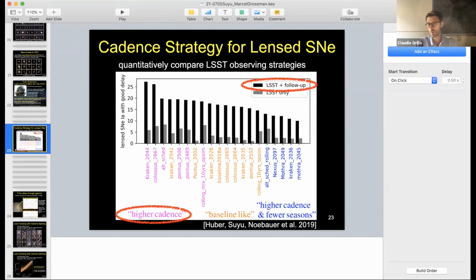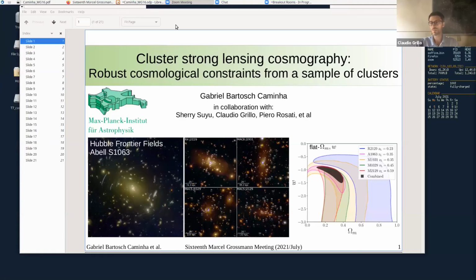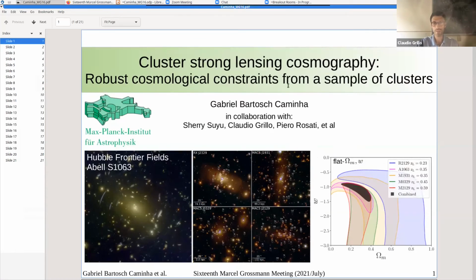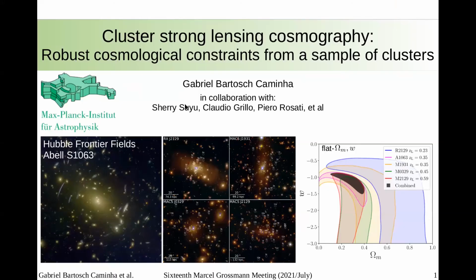Okay, if there are no more questions for Sherry, thanks again, Sherry, and we can switch to Gabriel Caminian. Gabriel is going to tell us about cluster strong lensing cosmography, robust cosmological constraints from a sample of galaxy clusters. Yes, that's right. I guess you can see my slides, correct? Yes, we do. Okay, thank you.